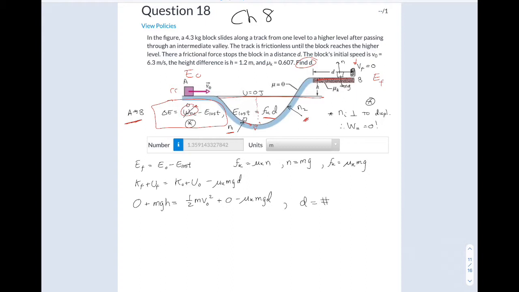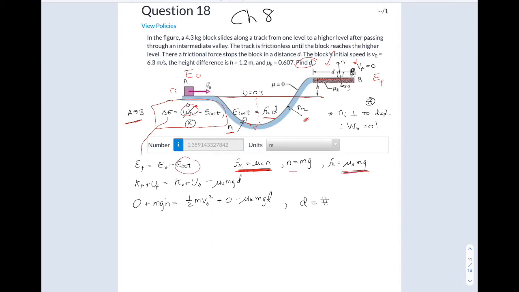Cosine of 90 is 0. Okay, so I wrote E final minus E initial is E lost. Remember, E lost is F sub K d. Now remember, the energy is lost up here on the flat area, and on the flat area, normal force is mg. So kinetic friction force is mu sub K mg.